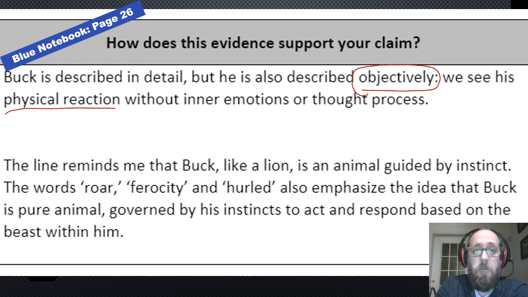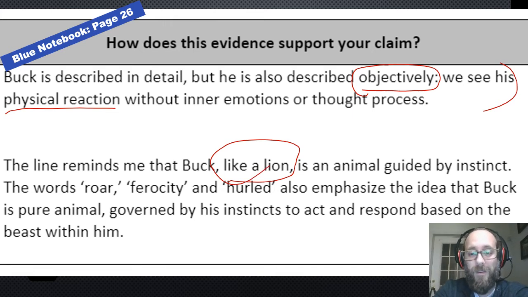Jack London's like, hey, I'm not faking. Dog's a dog. Okay, cool. I agree. This supports that. Let's look at this next line. This line does remind me that Buck is like a lion, which is another animal. Hint, hint. Right? He's not being fake. He is an animal guided by instinct.